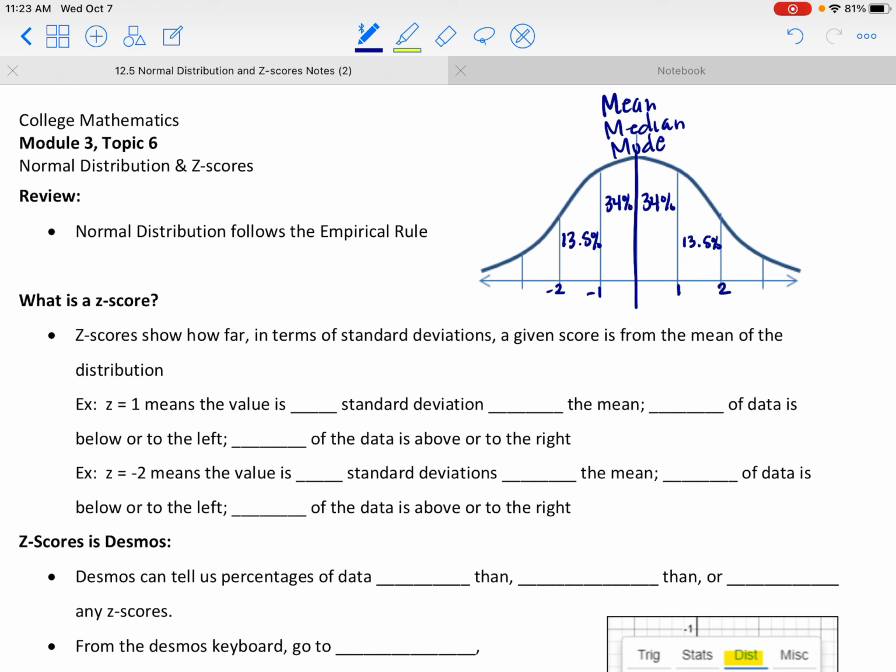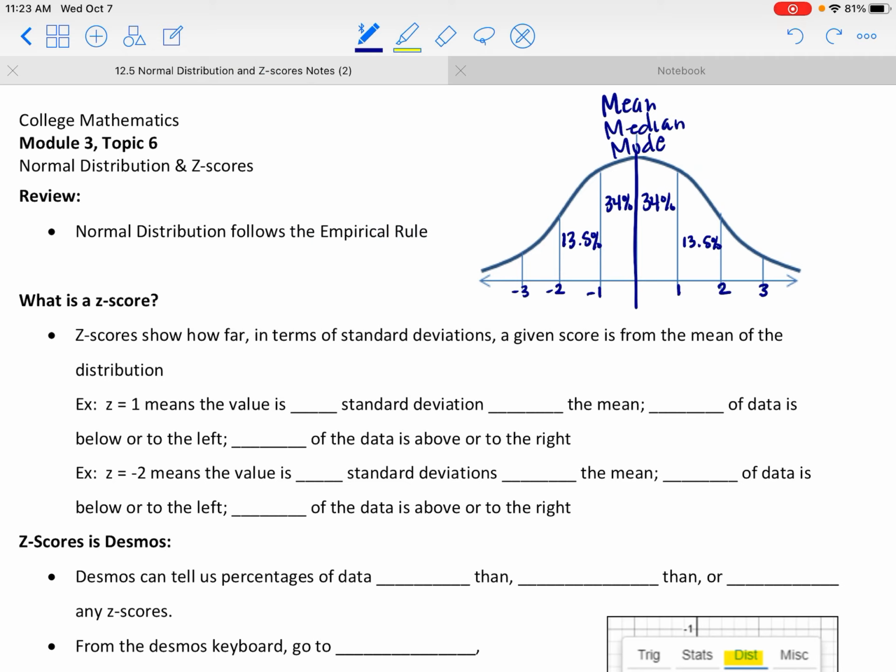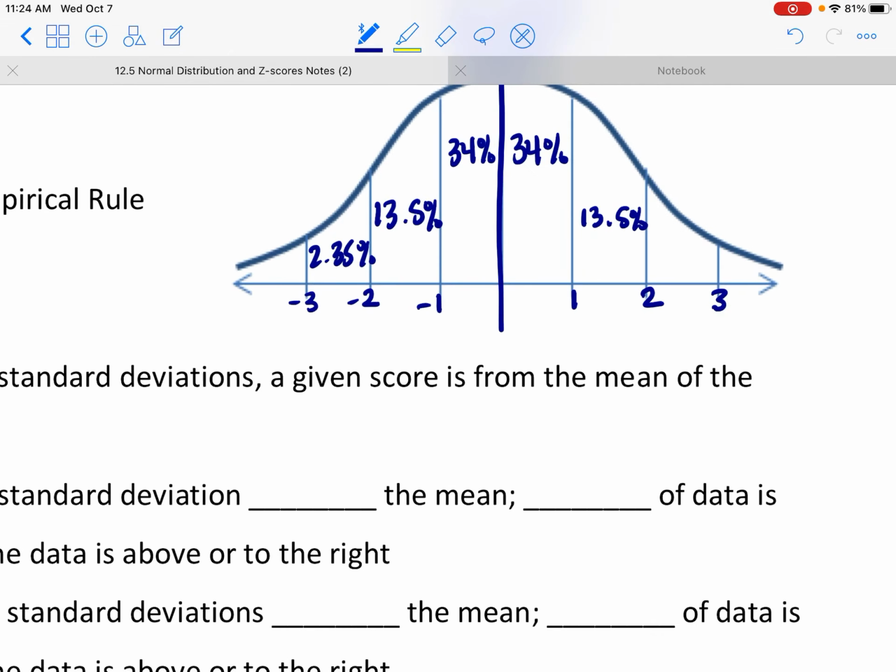And then lastly, we said within 3 standard deviations of the mean would be 99.7% of the data, so almost all of it. So if I added the standard deviation a third time or subtracted it a third time, we would have 99.7% within that area. And if we subtracted out the 95 and cut in half what was left, we'd have 2.35% here. It's really small, I'm sorry. 2.35% here. And again, that's 99.7% of the data lying within 3 standard deviations of the mean.